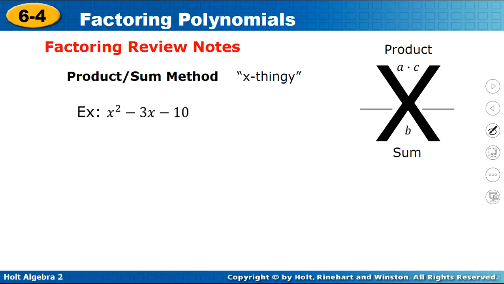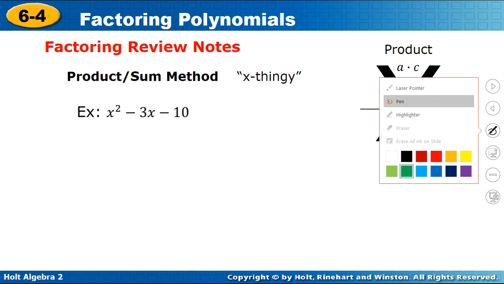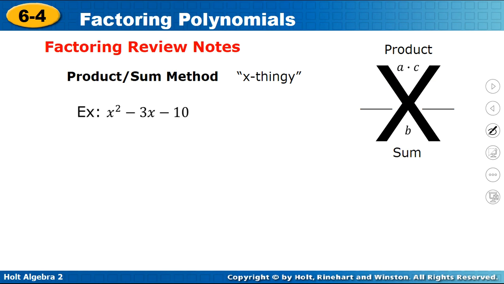So our last method is the product and sum method, also referred to as the x thingy. I'm going to write it down a couple different ways here because everybody kind of learns this differently. Here's the general rule that I stick to. You see it on the right here, this big x. The top is going to be my a times my c value, and the bottom is my b value.